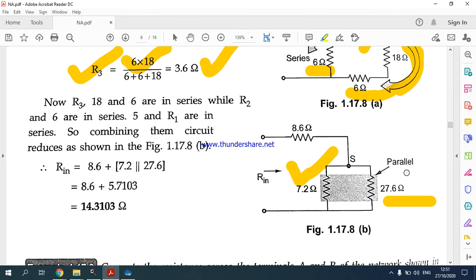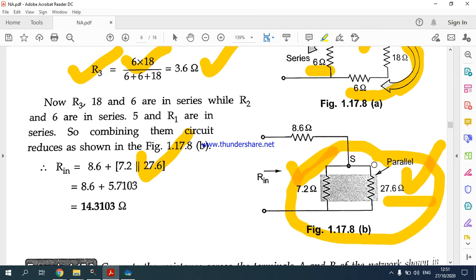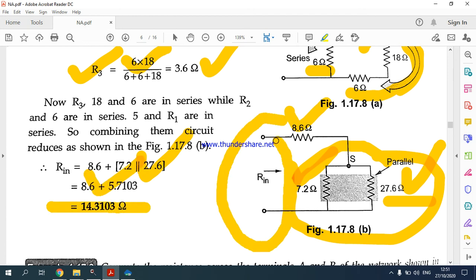7.2. This is in parallel with 27.6. You can simplify this: 7.2 into 27.6 divided by the sum of these two. These two are in parallel. This setup is in series with what resistor? 8.6. Yes, 8.6. Add these two. You will get this resistance R in.